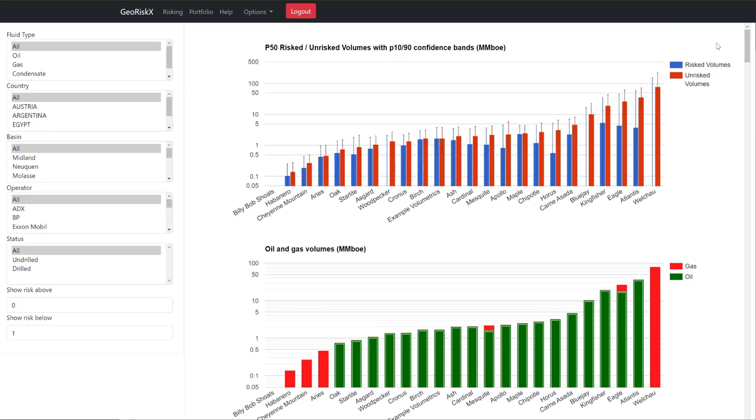So if you're an exploration company and you really want to get a better feeling for your geological risking and use that to make data-driven decisions about capital allocation, you need access to best-in-class tools. And the combination of Monte Carlo-based risking, Monte Carlo-based volumetric assessments, and portfolio tools that are available in GeoRiskX will help you take your game to the next level.